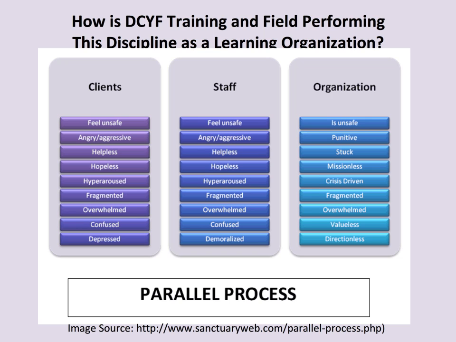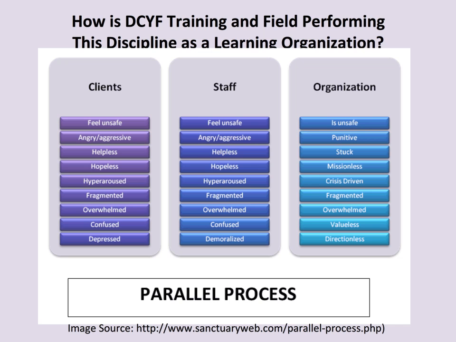So how does DCYF perform this discipline of systems thinking? I talked about this in mental models. The best way to describe what they do in the field and in the training is through the parallel process theory. Parallel process has been defined as what happens when 2 or more systems, whether they consist of individuals, groups, or organizations, have significant relationships with one another. They tend to develop similar affects, cognitions, and behaviors, which are defined as parallel processes. Parallel processes can be set in motion in many ways, and once initiated, leave no one immune from their influence.